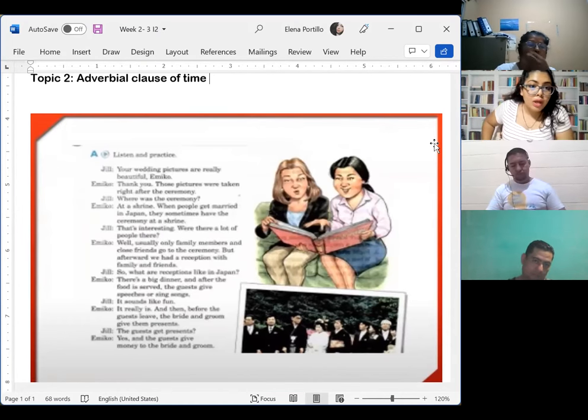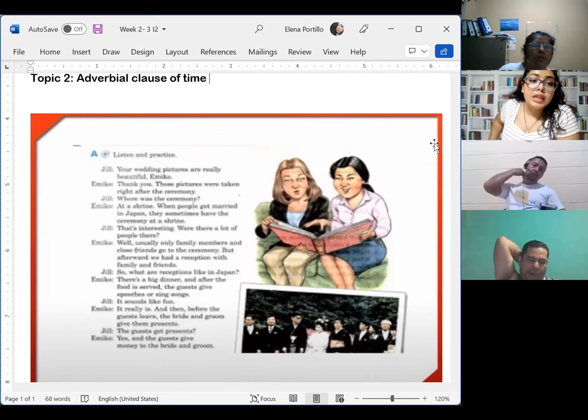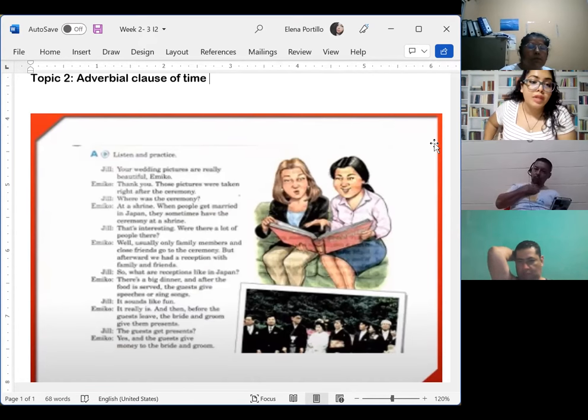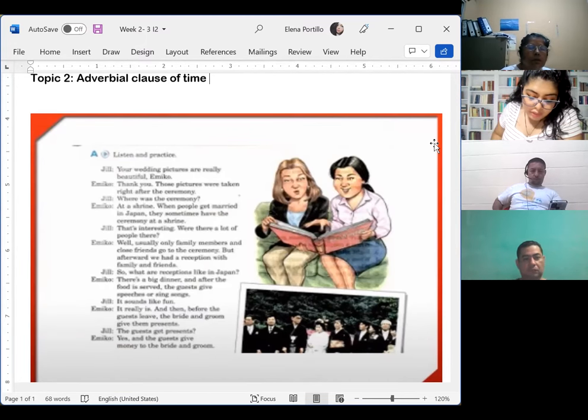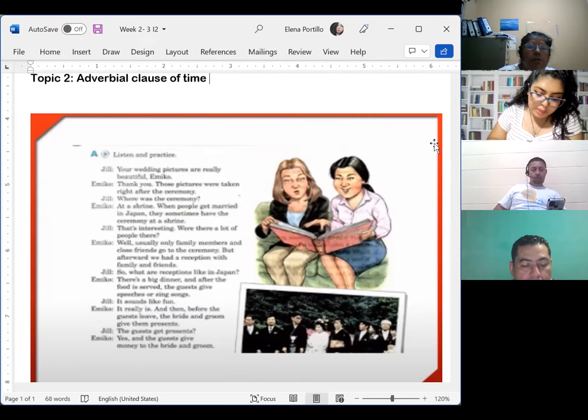Your wedding pictures are really beautiful, Emika. Thank you. These pictures were taken right after the ceremony. Where was the ceremony? At a shrine, that is like a temple. When people get married in Japan, they sometimes have the ceremony at a shrine. That's interesting. Were there a lot of people there? Usually only family members and close friends go to the ceremonies. But afterward, we had a reception with family and friends.